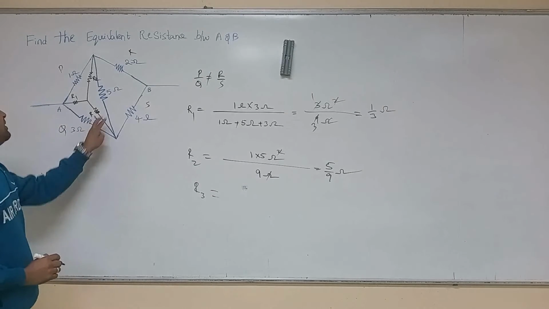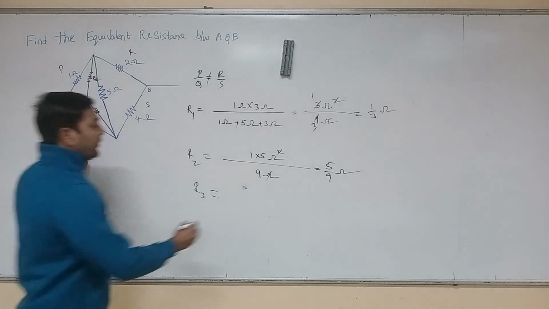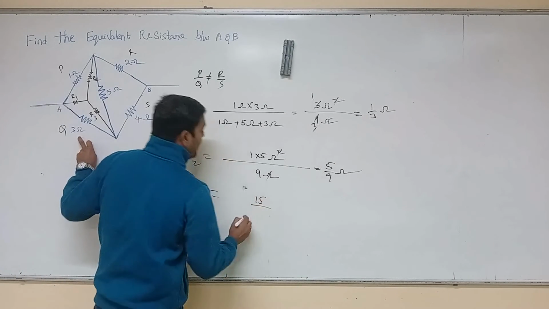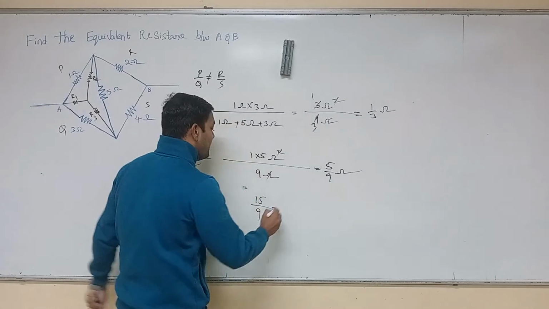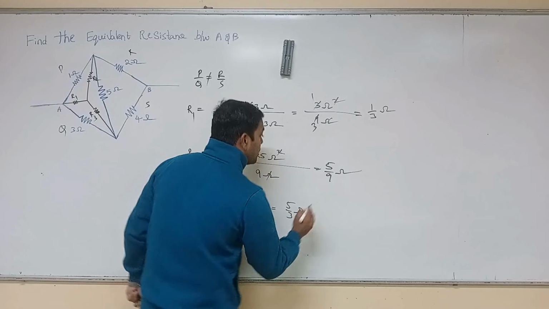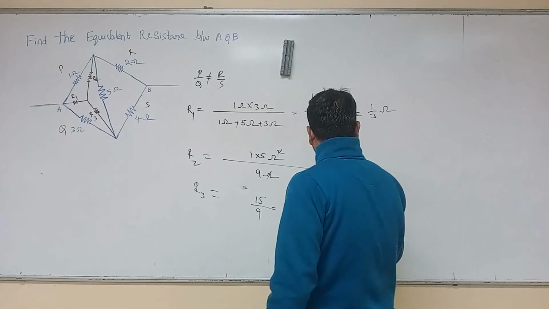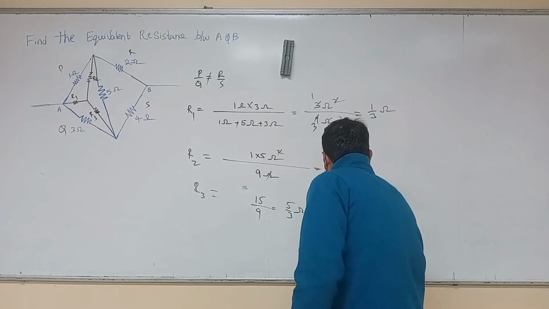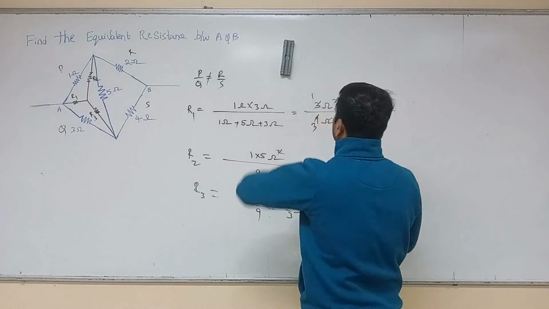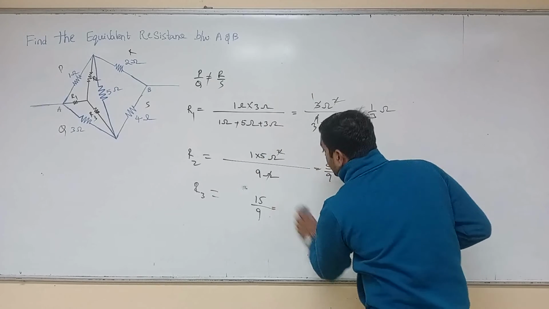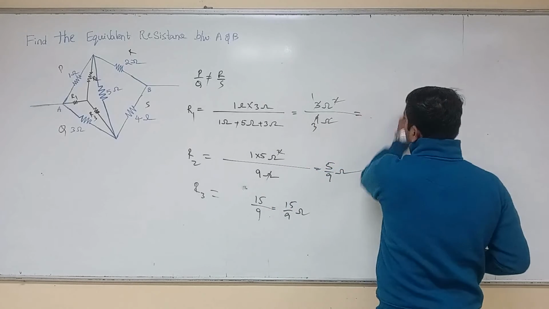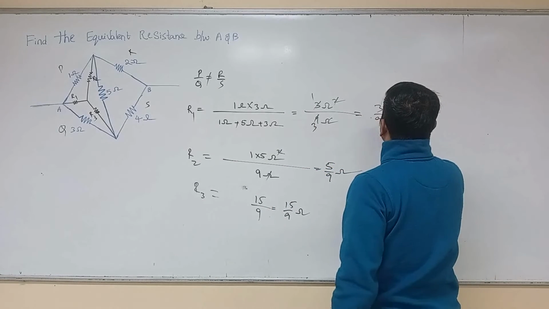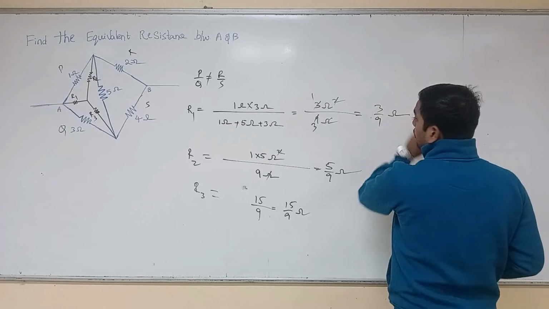And next, R3 is what? Here we are having R3. So 5 into 3, that is 15 by 9 ohms. So here we got this 5 by 9, here we got this 15 by 9 ohms, and here also we got the 3 by 9 ohms.